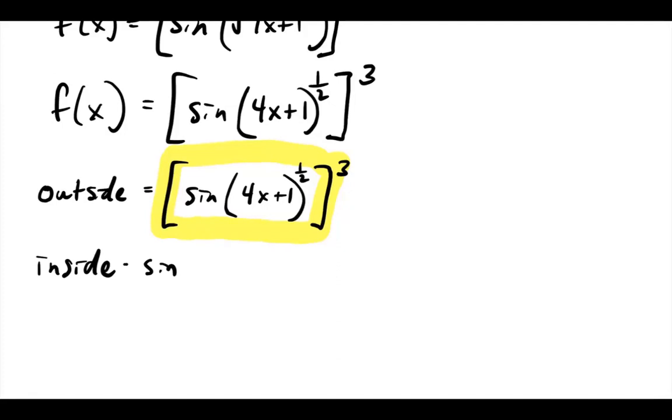Inside would be sine of 4x plus 1 to the 1/2 power. So that would be sine. We've done problems like that, where we had sine of something, tangent of something, cosine of something, right? The outside is the sine part. Okay, so let's go one layer into that.